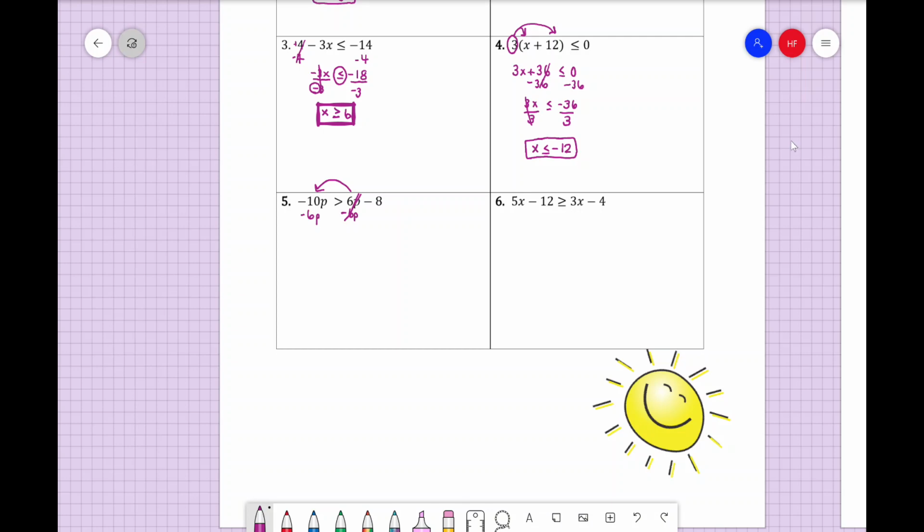Negative 10p minus 6p is negative 16p, and that is greater than negative 8. I need to isolate this p. So I'm going to divide by negative 16. That's gone. And so p is, there's a negative. P is less than negative 8 divided by negative 16 is a positive 1/2. So p is less than 1/2.